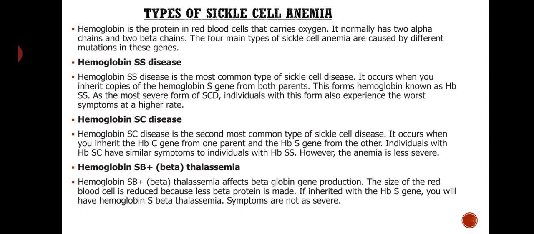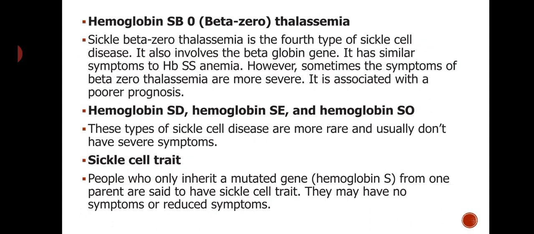Third one is hemoglobin beta thalassemia. In this, people inherit one sickle gene S from one parent and one gene for beta thalassemia, another type of anemia, from the other parent. There are two types of beta thalassemia, zero and positive. Those with hemoglobin S beta zero thalassemia usually have a severe form of sickle cell disease, and people with hemoglobin S beta positive thalassemia have the milder form of sickle cell disease.